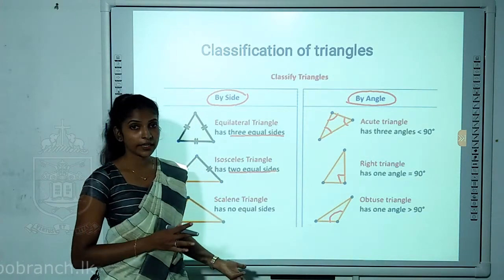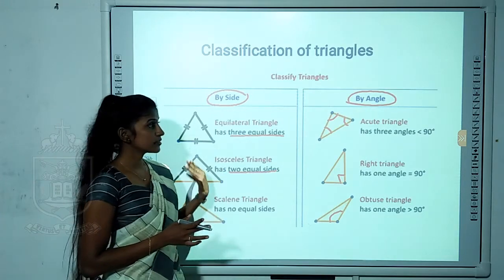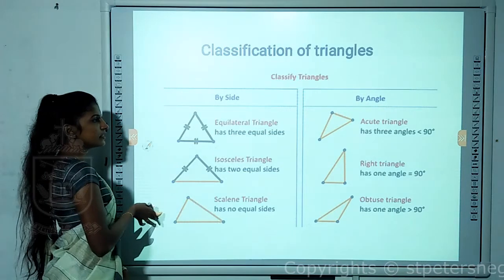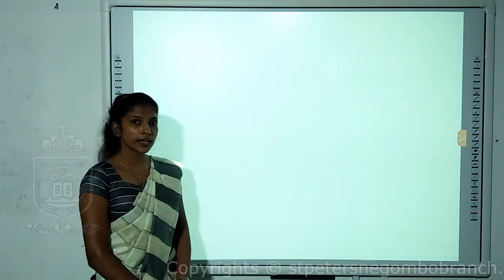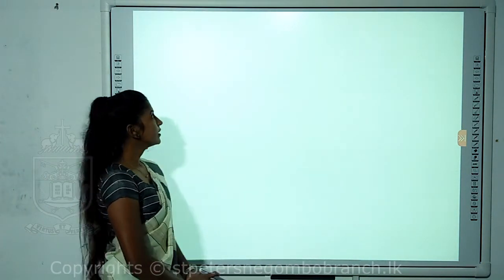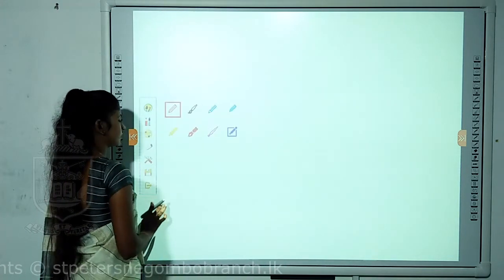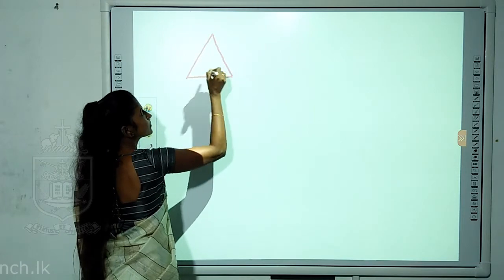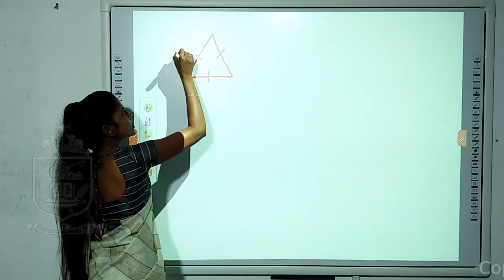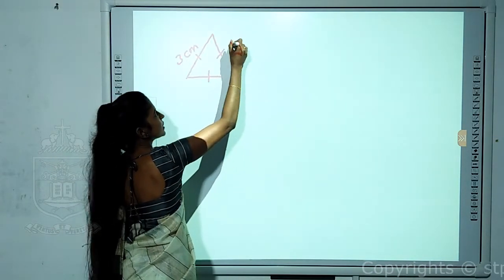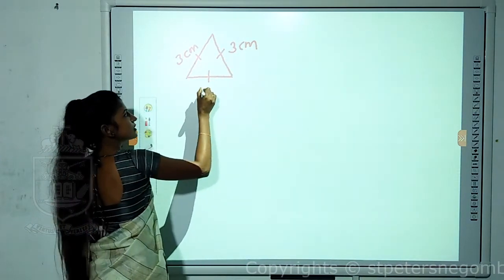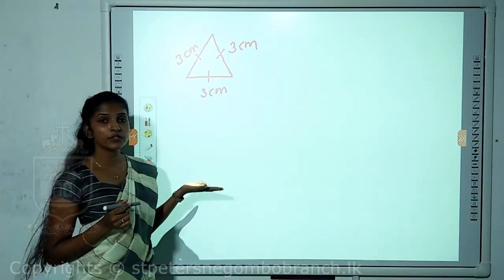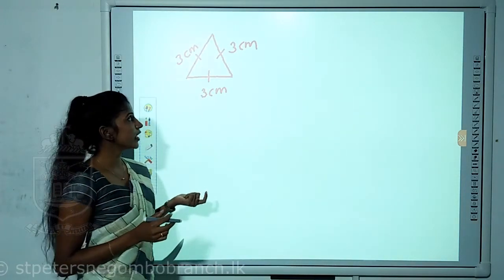So children, this is the main classification based on sides and angles. So that is the end of the lesson, but we'll do a small activity before ending the lesson. Right, look at this one. Consider all three sides are having 3 centimeters, 3 centimeters, 3 centimeters. So even you can denote it using this symbol. So what is the type of the triangle? That's an equilateral triangle. Right.